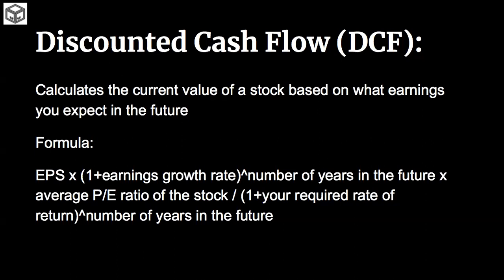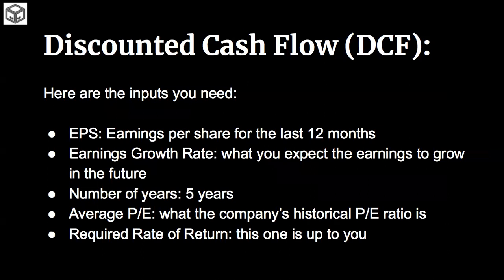Again, that sounds complex, but when you really look into it, it's not that bad. Here are the inputs you're going to need to use this methodology. EPS is the earnings per share for the last 12 months. Then the earnings growth rate, which is what you expect the earnings to grow in the future, or you can use analyst estimates. The number of years in the future you want to go. I always recommend 5 years in the future. It gives it enough time to balance out the growth of the company, but it's not too long that you can't forecast for. You're going to need the average PE ratio.